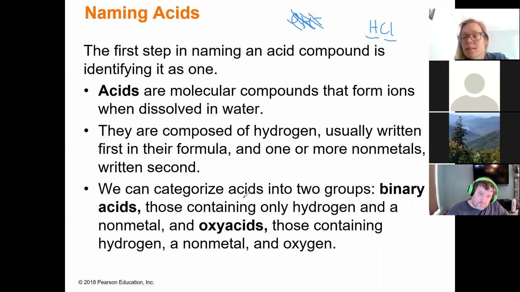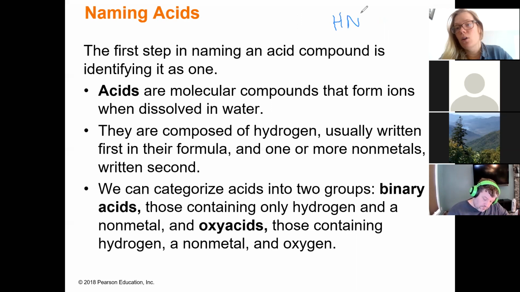We can classify acids into two groups. They can be either binary acids, like HCl. Binary, like a binary star system, 2 stars, it's just 2 things. It's hydrogen with one other thing. So a binary acid is hydrogen with a nonmetal. An oxyacid is hydrogen combined with some sort of polyatomic ion. You want to be able to differentiate those. Like HNO3, this would be an example of an oxyacid. It contains hydrogen mixed with a polyatomic ion. We name those slightly differently, so you want to be able to define them.